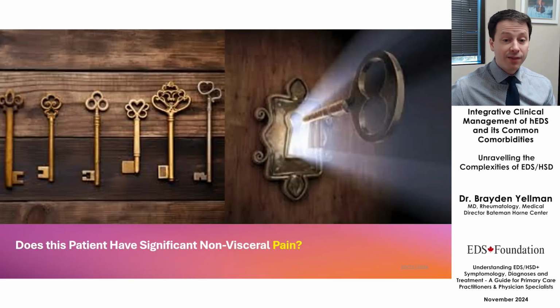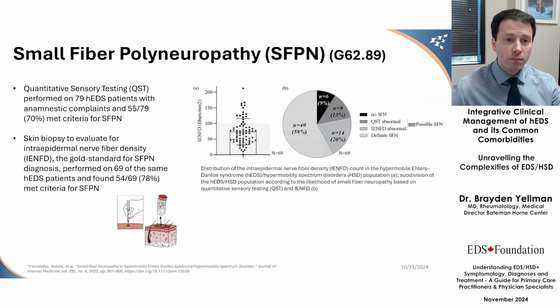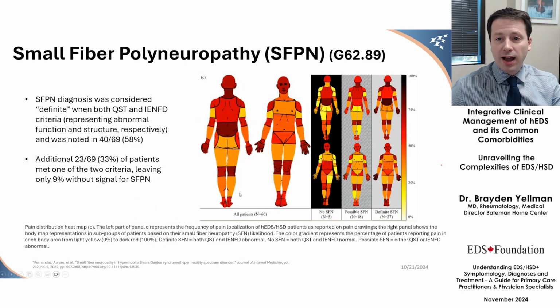Does this patient have significant non-visceral pain? I thought this was really interesting. We have looked for small fiber polyneuropathy in patients with EDS. This is 79 hEDS patients that were looked at. 70% met criteria for small fiber polyneuropathy on quantitative sensory testing, and 78% met criteria by an intraepidermal nerve fiber density or skin biopsy. And small fiber polyneuropathy diagnosis can be made definite when you meet both the skin biopsy and quantitative sensory testing criteria, and can be considered probable if you meet one of those two criteria.